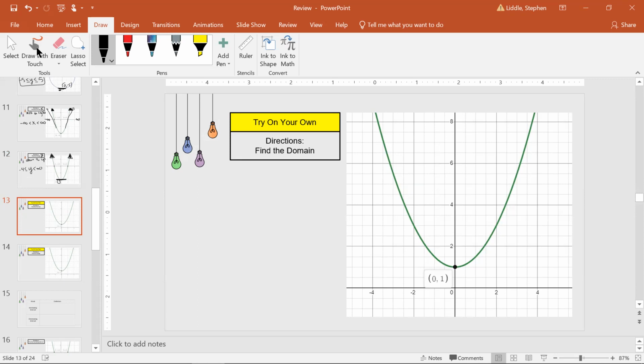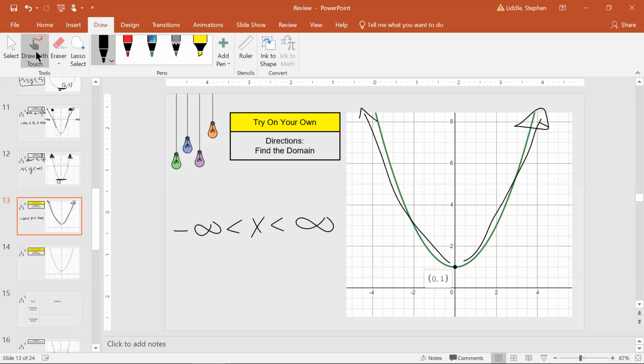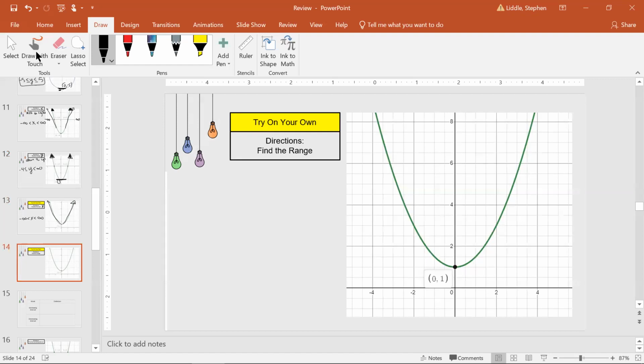All right. So our domain again is left to right. Our furthest left that this goes, this graph will go on forever. So it's going to still be that negative infinity, less than X, less than infinity. Because it goes right forever. Remember, domain is X. I will say that a lot. Now for our range, we go from down to up.